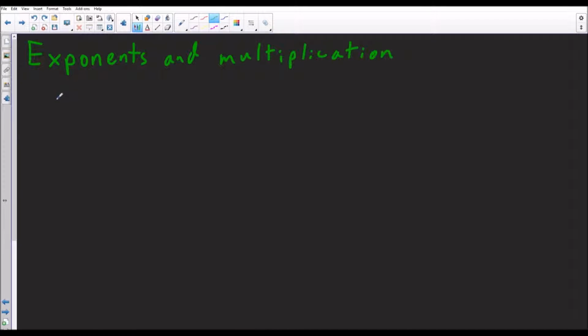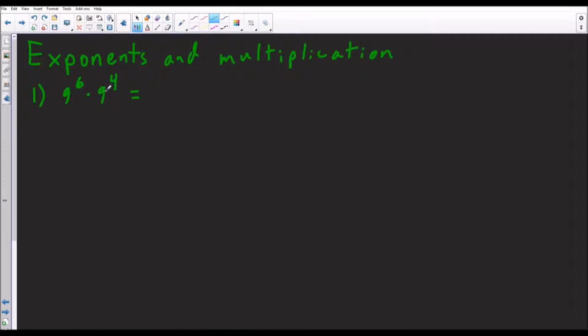All right, so we're going to do some examples of exponents and multiplication. So the first example, I'm just going to do 9 to the exponent 6 times 9 to the exponent 4. And a lot of the time questions like this will just say simplify.